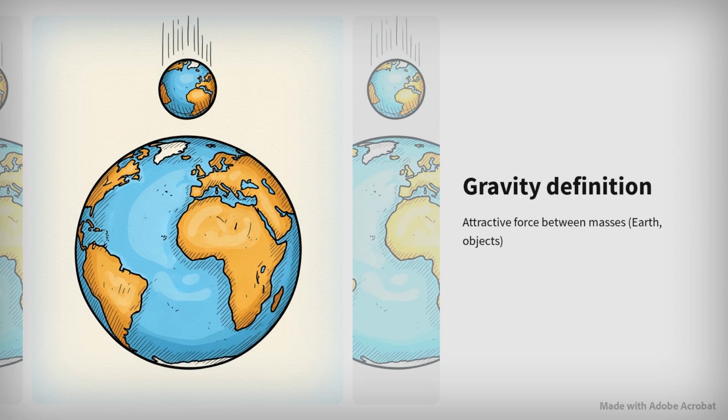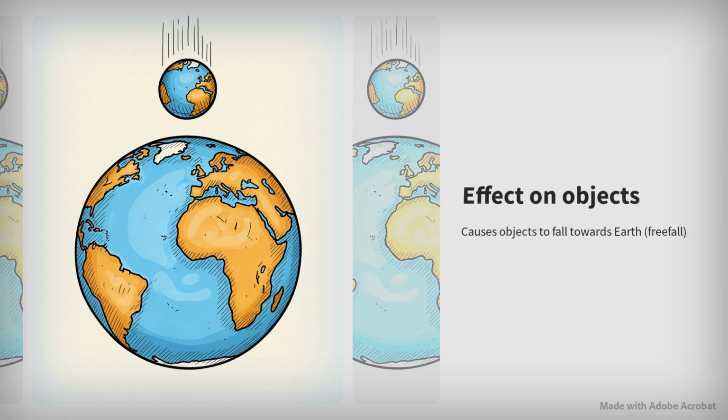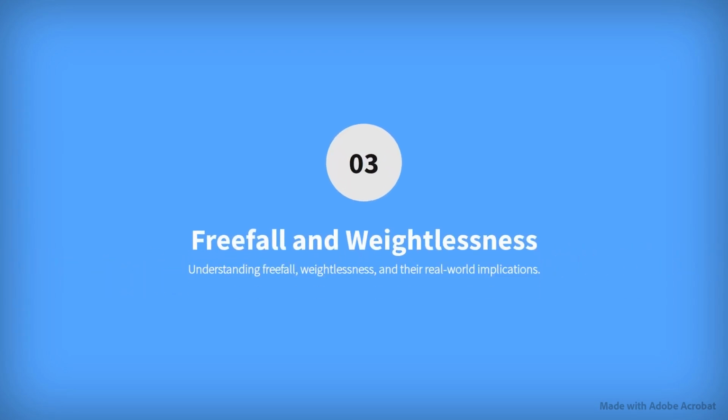Gravity is the attractive force between masses, such as the Earth, and objects around us. Gravity's effect on objects is that it causes them to fall towards Earth, a process known as freefall. Freefall and weightlessness are fascinating phenomena that reveal the deeper effects of gravity.